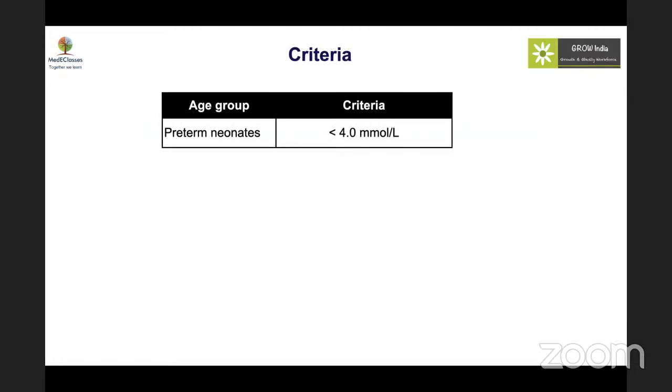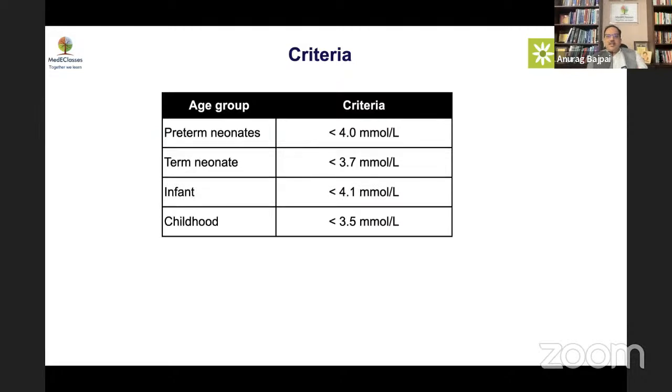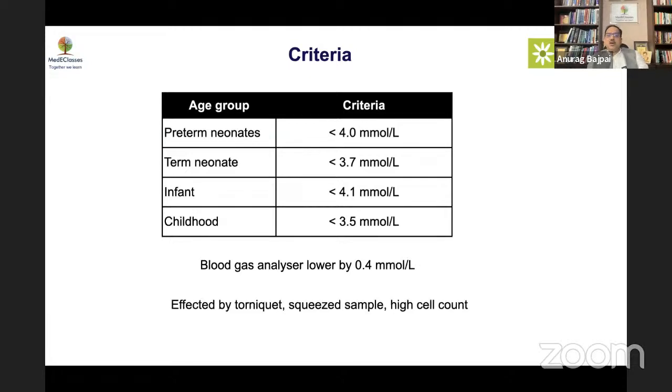We also need to understand that the criteria differ at different ages, particularly for preterm babies who have a higher level of potassium. In term neonates, the levels are slightly lower, 3.7. And in infants, we go back to the 4 criteria. So we need to use age-specific criteria to identify it. Very importantly, if you're using a blood gas analyzer, there will be a falsely low level of potassium in whole blood by 0.4 millimoles per liter, which you have to correct for. Remember, potassium is an intracellular ion. So if you are squeezing the sample or if there is a tourniquet, you will have intracellular release.